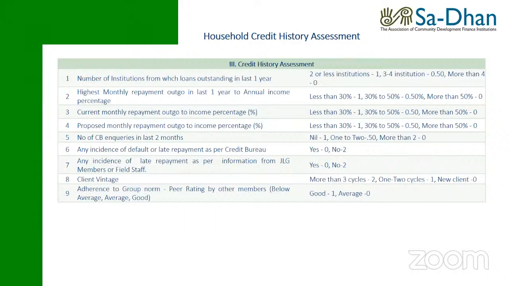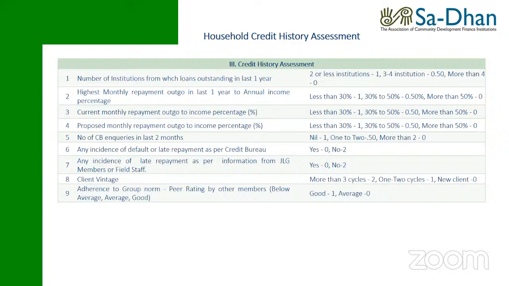So from that, if you can capture what the highest monthly outgo is, that again would tell us that this client borrows, his leverage is quite high. So in that case, after your loan also, there's a possibility of him or her going to another MFI and borrowing. So those things are also there we are looking at.